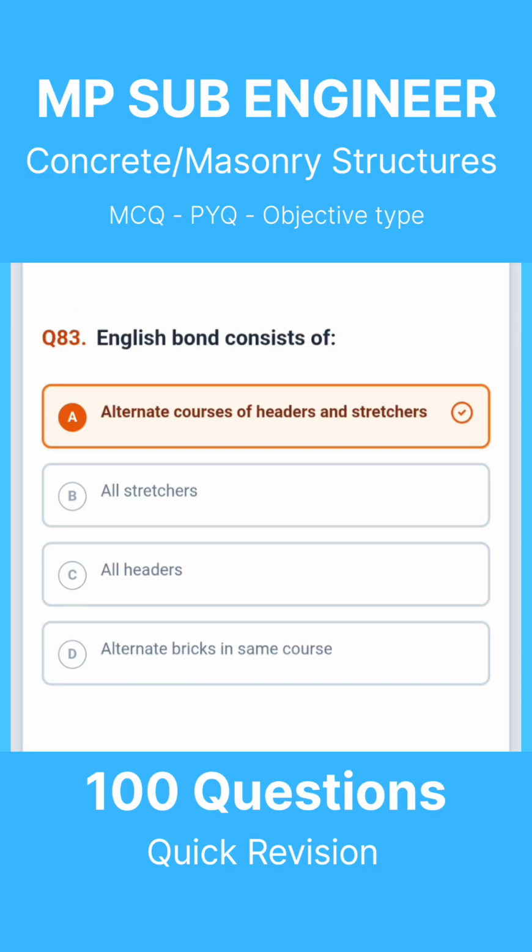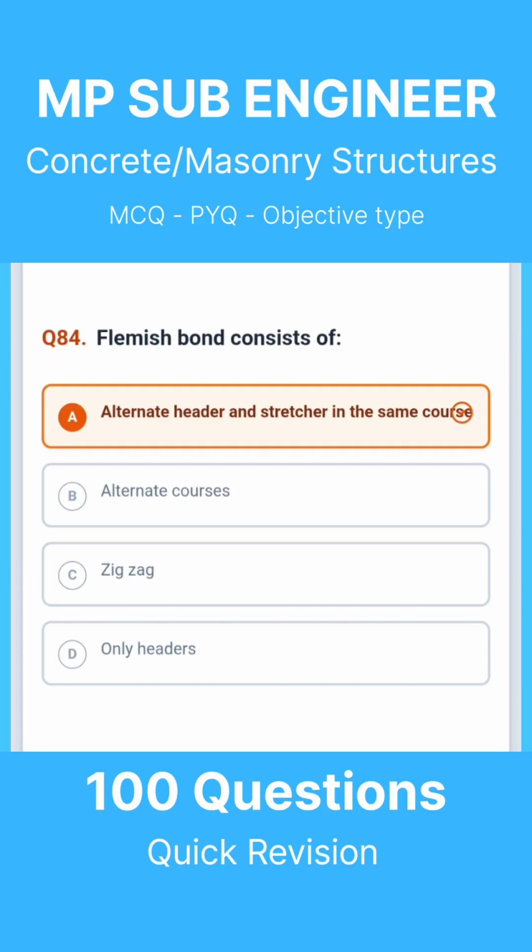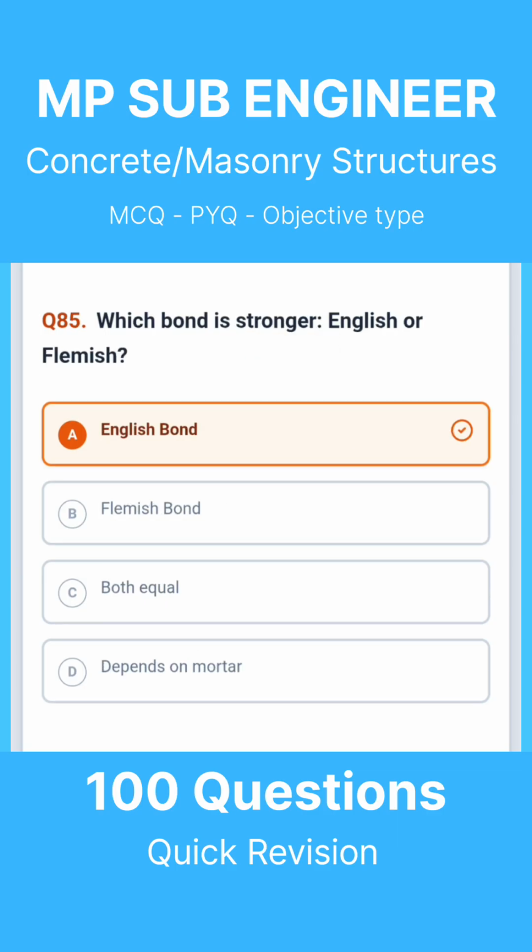Question 83. English bond consists of. The correct answer is alternate courses of headers and stretchers. Question 84. Flemish bond consists of. The correct answer is alternate header and stretcher in the same course. Question 85. Which bond is stronger, English or Flemish? The correct answer is English bond.